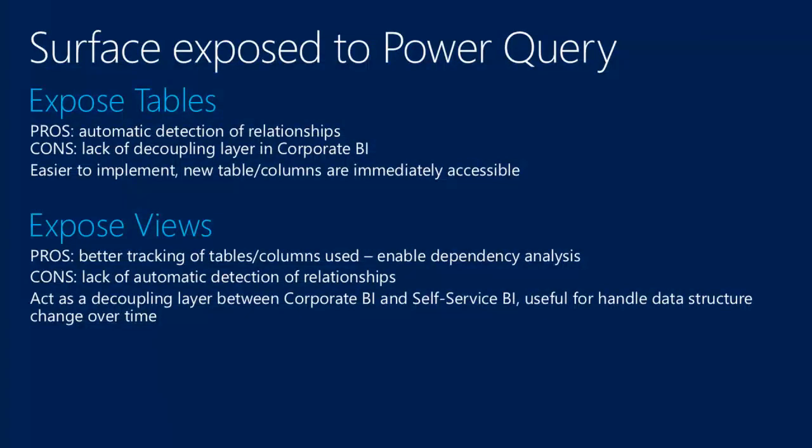So if we expose tables, we have an automatic detection of relationships, whereas the cons of that is that we lack the decoupling layer that we need to know who is using what. By using views, we have this decoupling layer that helps us tracking usage. And we can, of course, have to pay a small price for using the views, that is we lack the automatic detection of relationships in Power Pivot. But in my opinion, this is a price that I can pay without any problem.